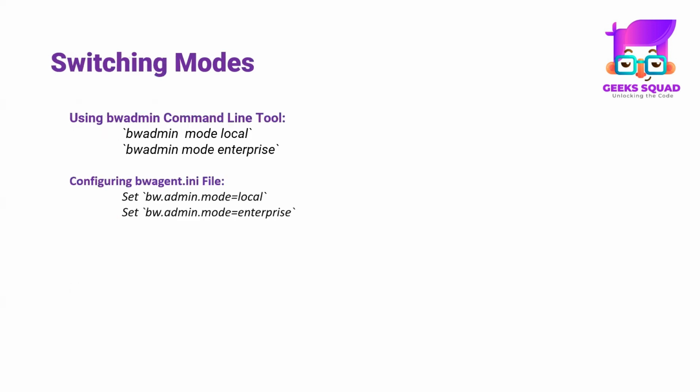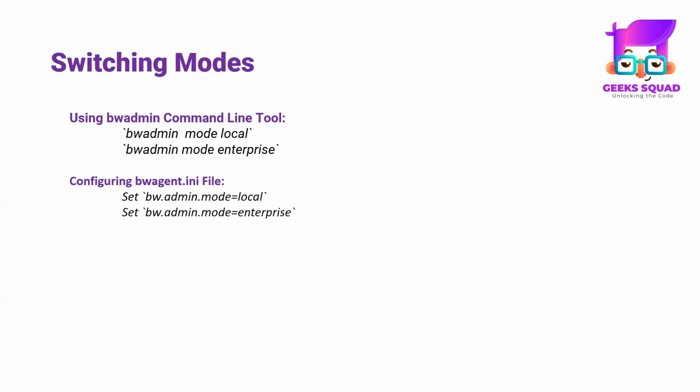Next, let's talk about how we can switch between local and enterprise mode in our system. To accomplish this, we have two methods. First, using the BW admin command line tool. And second, by configuring the bwagent.ini config file. So let's look at the first method: the BW admin command line tool.